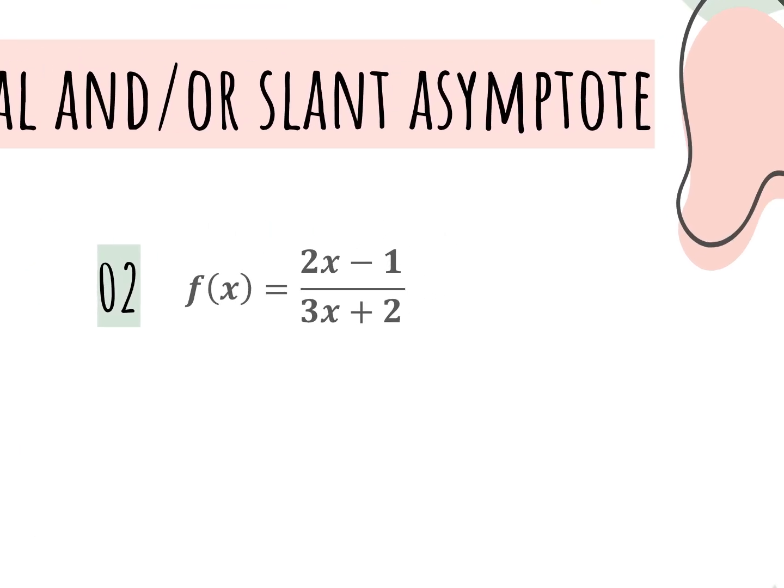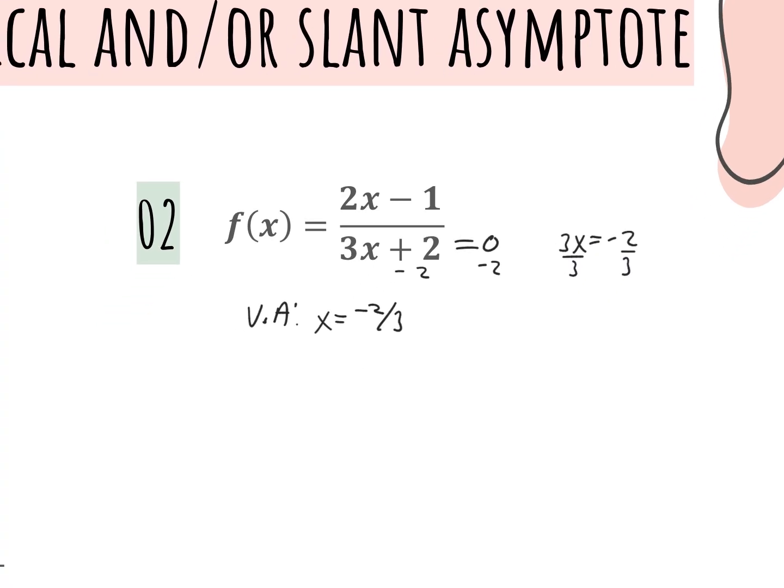Again, the first thing, I want to try to find the vertical asymptote. That's probably the easiest thing to find. Set the bottom equal to 0. Now when you set the bottom equal to 0, subtract 2, we get 3x is negative 2. Divide by 3, and I get x equals negative 2/3. All right, and then so we have an imaginary line at x equals negative 2/3.